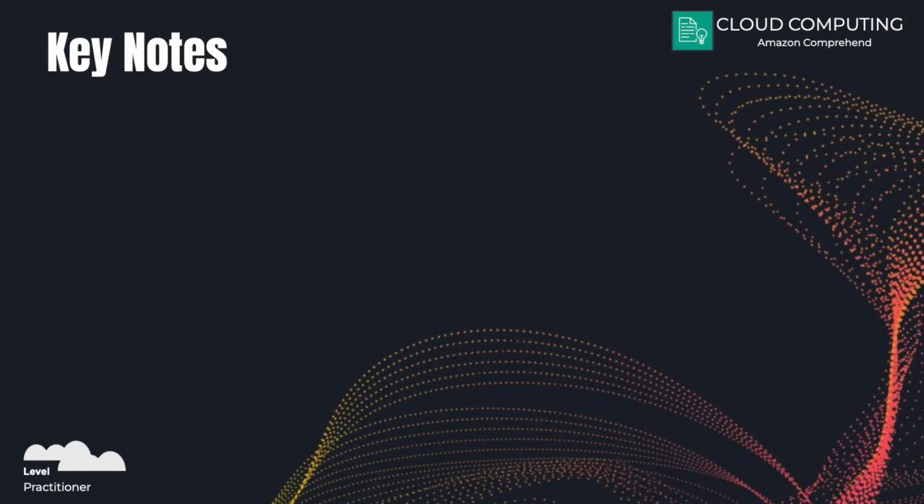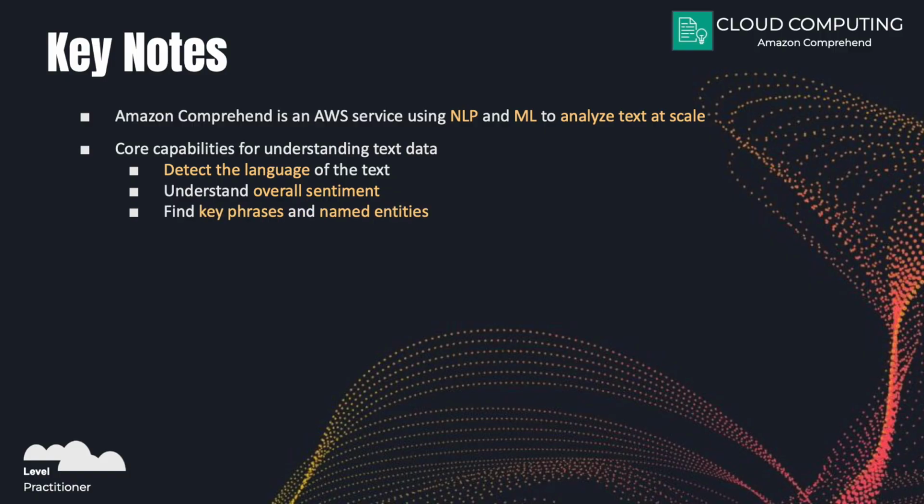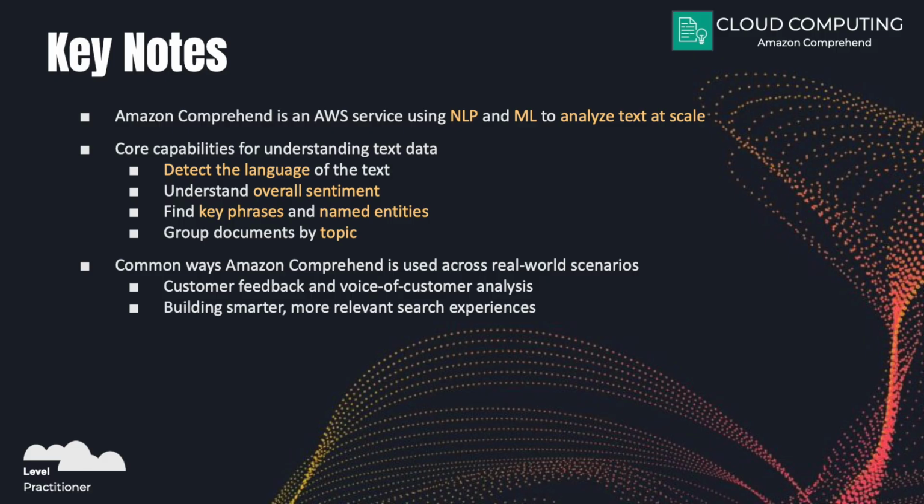Okay, before wrapping up the video, let's quickly summarize what you should remember about Amazon Comprehend at this stage. Comprehend is an AWS service that uses natural language processing and machine learning to analyze text at scale. It can detect the language of a text, understand overall sentiment, find key phrases and named entities, and group documents by topic. You'll typically see it used for things like customer feedback analysis, building smarter search experiences, and organizing large collections of text documents, so they're easier to work with and learn from.